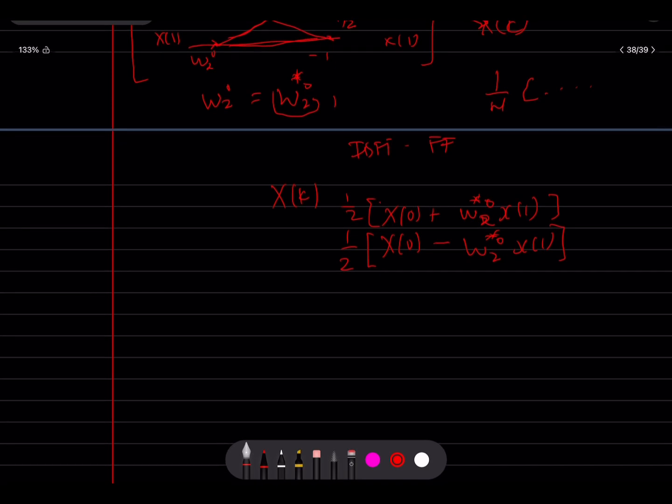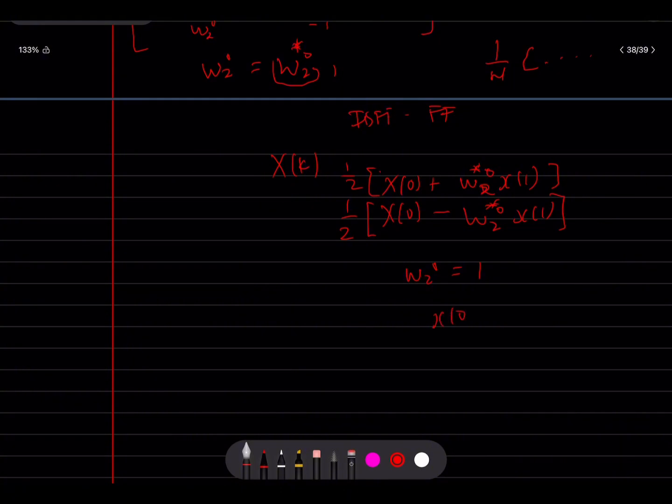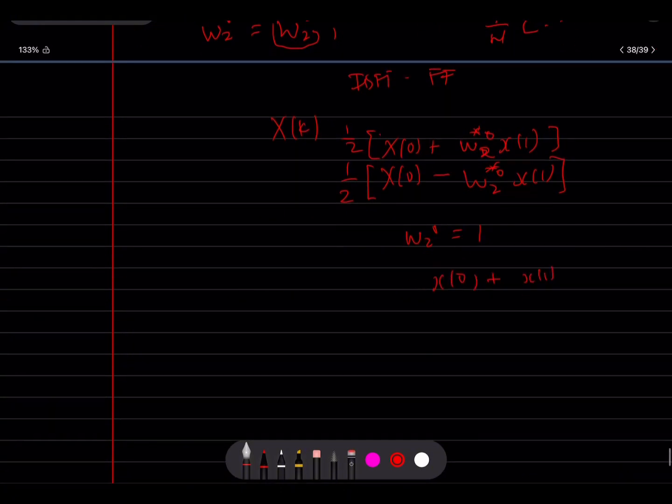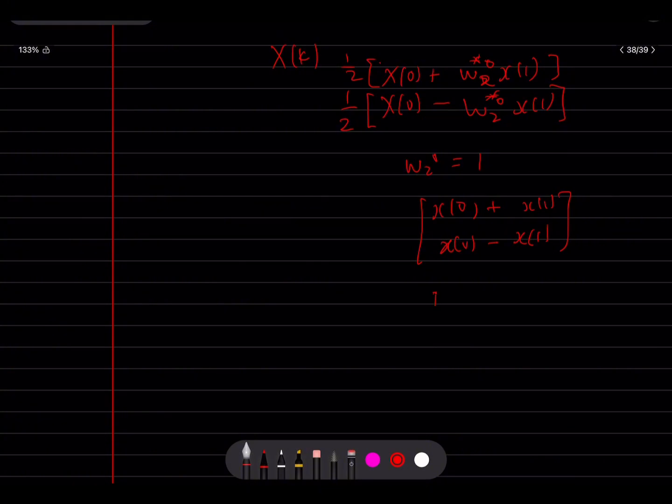Because per our previous tutorial, omega 2 of 0 is equal to 1, we are going to get x of 0 plus x of 1 for the first part, and then x of 0 minus x of 1 for the other part, for the Fourier DFT. For the inverse DFT, we are going to get 1 over 2 times x of 0 plus x of 1, and then x of 0 minus x of 1.